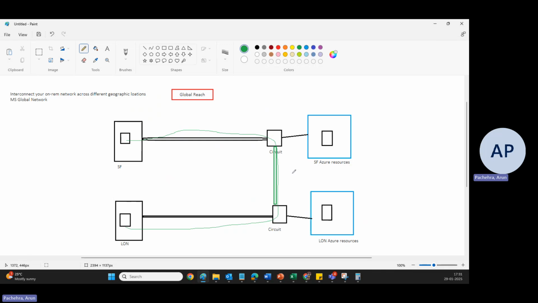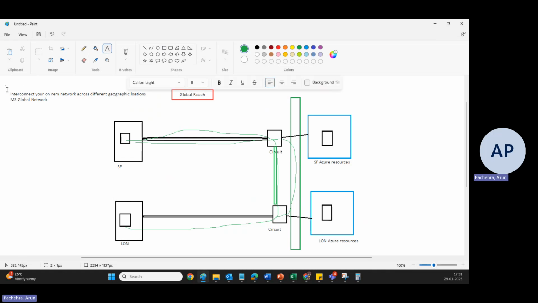But it is going into the MS backbone, because if you remember the first architecture, these circuits on the edge location are connected to the MS backbone network. So the traffic will go like this through the MS global backbone, and they are linked, so it can go from here to here. So this is what Global Reach is.